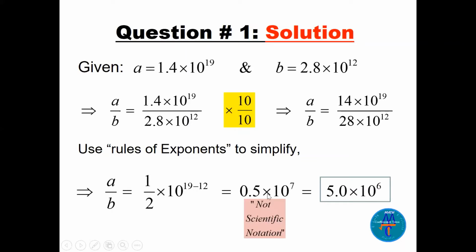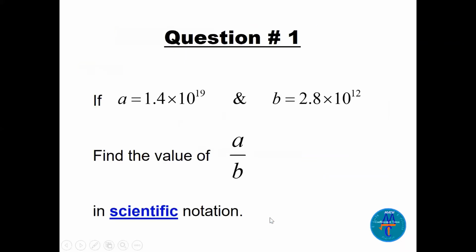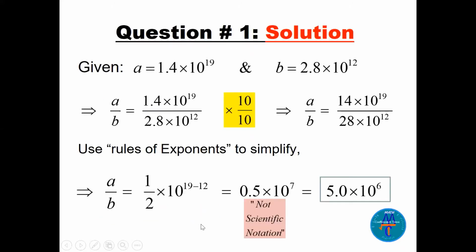This is not scientific notation. The question says to find A over B in scientific notation. 0.5 is less than 1, so move the decimal point to the right, and then it is 10 to the power 6.